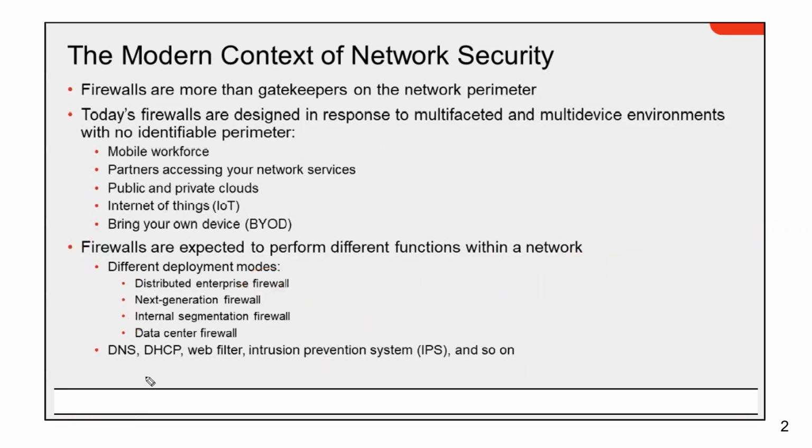Then you have the DNS, DHCP, web filter, IPS, and so on. These are the functionalities which are being implemented today, and it's like a basic necessity. Every traffic which is going out, or which is accessing some critical resource, has to have them applied. So that's why, when I say modern context of network security, it's very complex. All right, so let's move ahead.